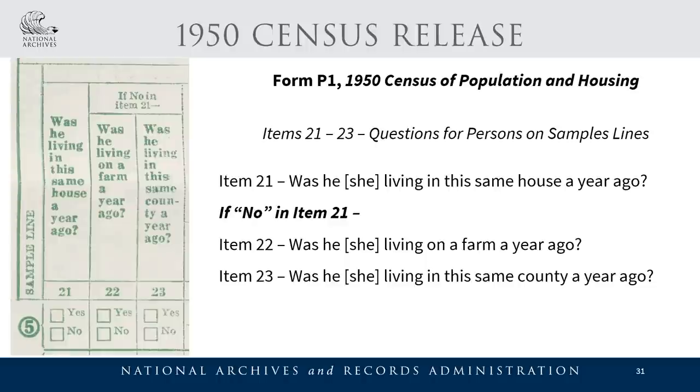Now we're going to spend some time talking about the questions for persons on sample lines. Again, there were six people on each form that answered sample questions. Item 21 asked whether he or she was living in the same house a year ago. If no, was he or she living on a farm a year ago? Or was she or he living in the same county a year ago? So this is asking about migration within the past year.